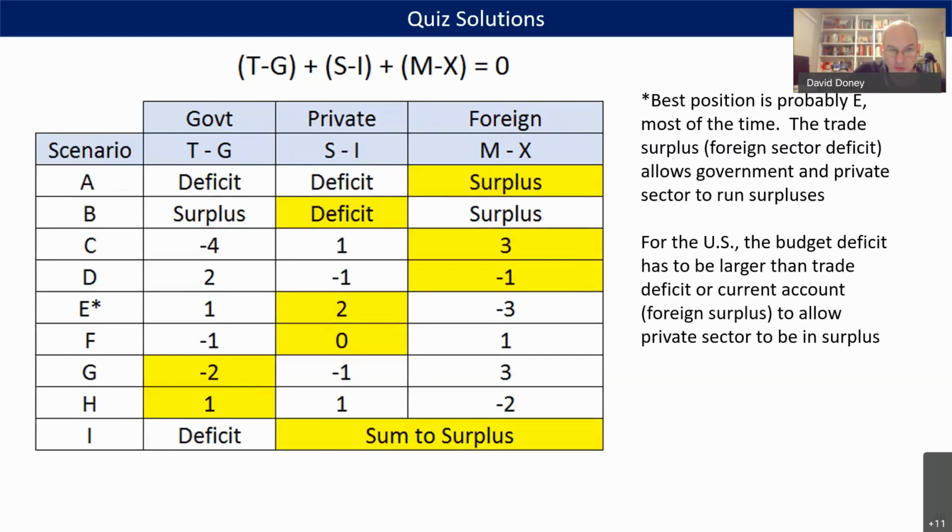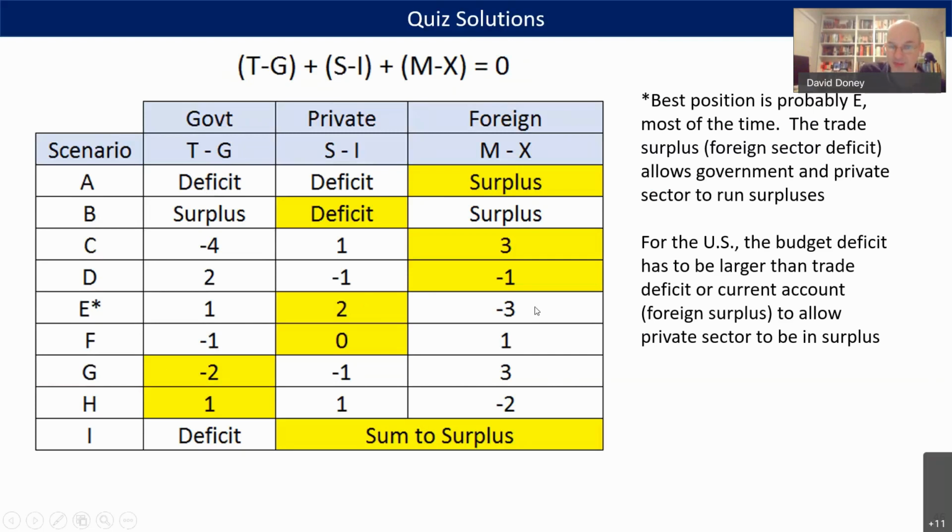Because in this case, Germany's got a trade surplus, so the foreign sectors are in deficit to them. Everybody else net has a trade deficit if Germany's in trade surplus. That allows them to run both a government surplus and a private sector surplus. The 1, the 2, both surpluses, and then foreign sectors minus 3.